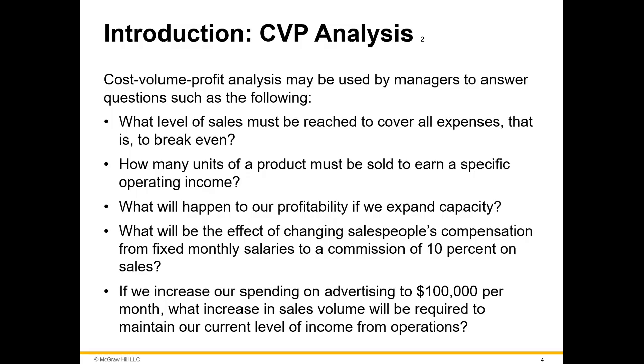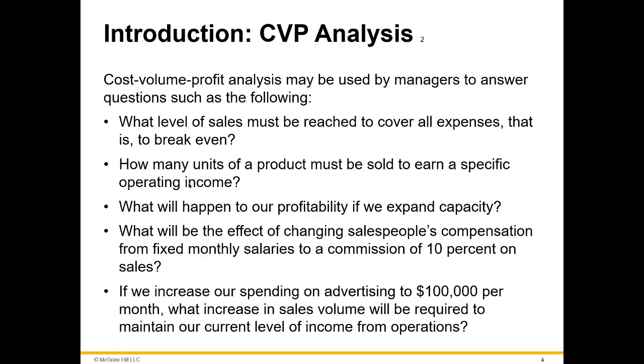So what type of questions does cost volume profit analysis answer or address? They address things like what level of sales must be reached to cover all expenses or to break even, where revenue exactly equals costs. A lot of times when a new product is imagined and developed, we want to see if we can at least break even.